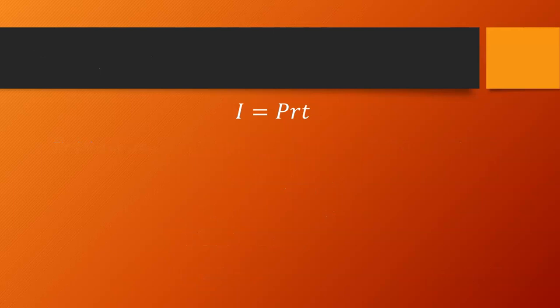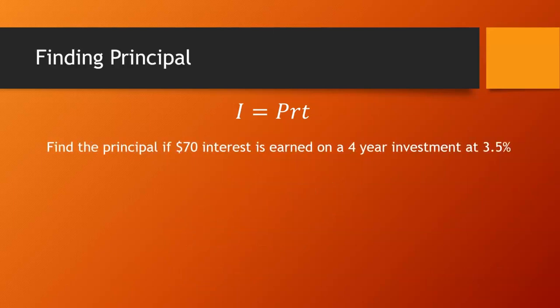Now let's see what happens if we want to find the principal. Find the principal if $70 interest is earned on a 4-year investment at 3.5%. We know the interest earned is $70. We don't know the principal. We know the interest rate, written as a decimal, is 0.035, and we know the time is 4.